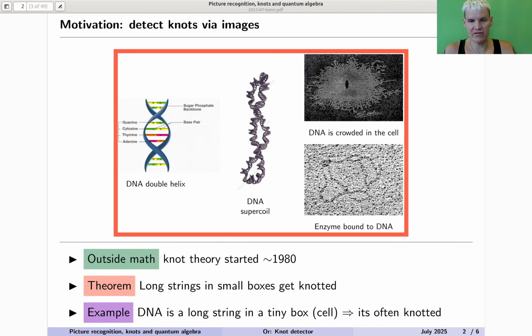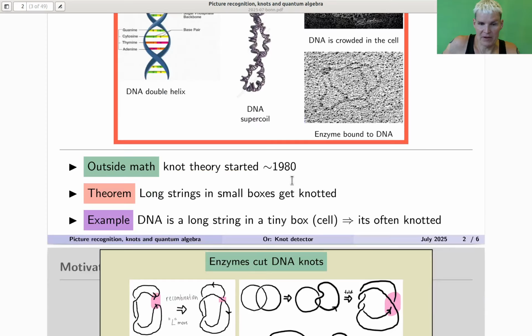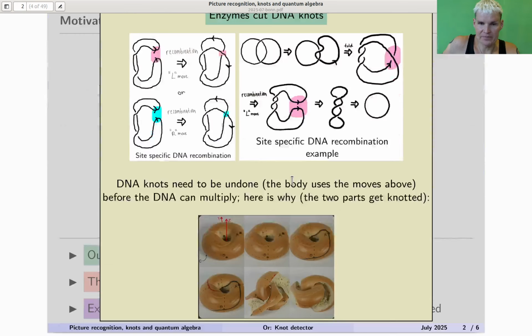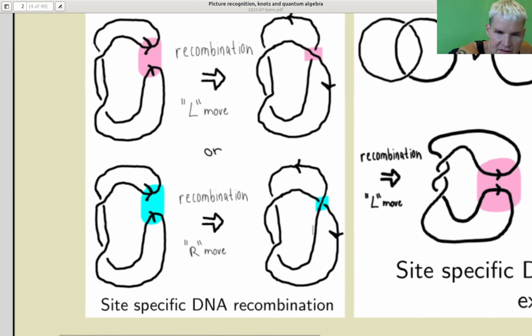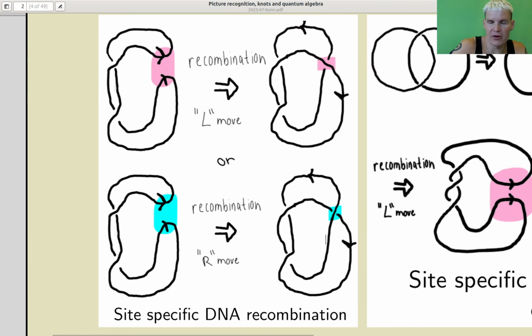Yeah? It's kind of strange. It started much later. Long strings and small boxes get knotted, and eventually the type of knotting actually plays a big role here. And the way it works is the following. So this beautiful picture that I stole: essentially the enzymes do one of those moves. They take the strings and reorganize them. So you can cut open or close, or reverse the operation on a knot.